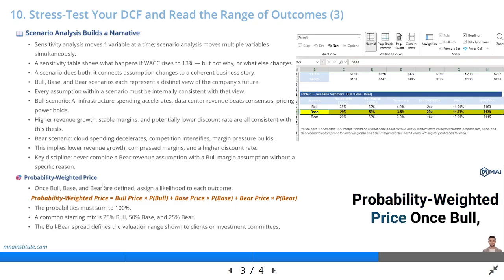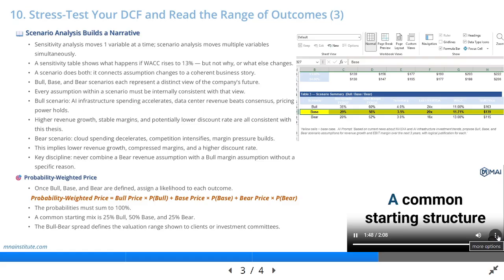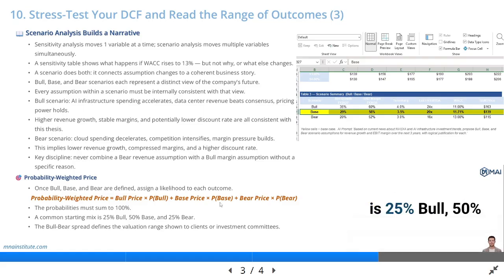Probability-weighted price. Once bull, base, and bear scenarios are defined, a probability-weighted implied share price is derived by assigning a likelihood to each outcome. The probabilities must sum to 100%. A common starting structure is 25% bull, 50% base, and 25% bear, though any distribution is valid as long as it is explicitly documented. The spread between bull and bear defines the valuation range an analyst presents to a client or investment committee.